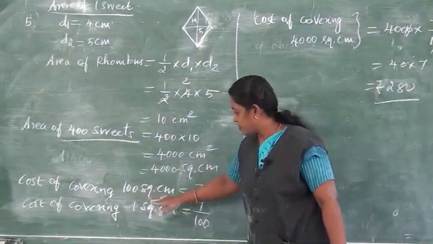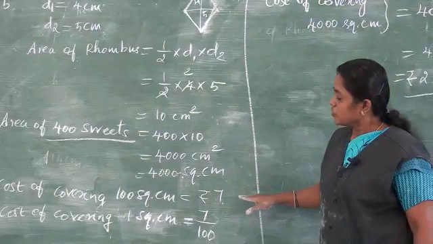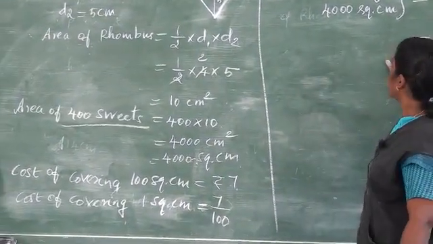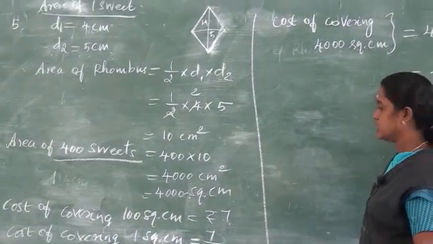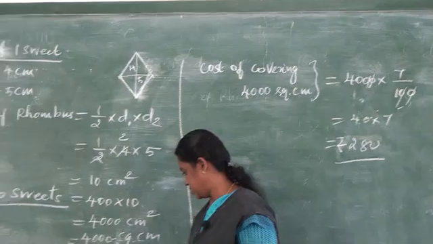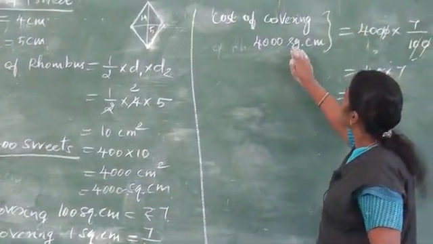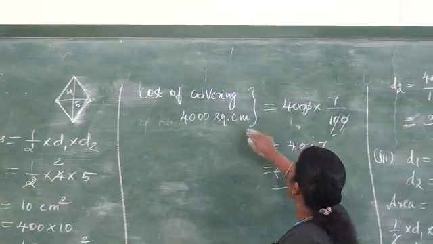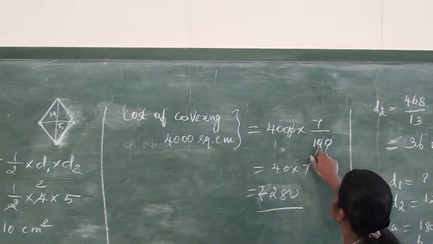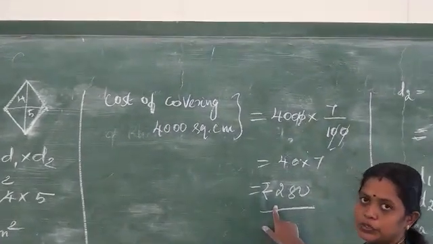And the cost of covering 100 square centimeter is given to us as rupees 7. If you find 1 square centimeter, then it is easy to find the value of 4000 square centimeter. That's why I did like this. Cost of covering 1 square centimeter equal to 7 by 100. Now the cost of covering 4000 square centimeter equal to, we should multiply 4000 into 7 by 100. Here 2 zeros are cancelled. So 40 into 7 equal to rupees 280.